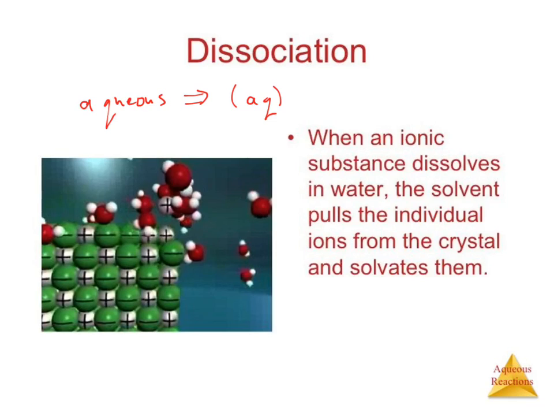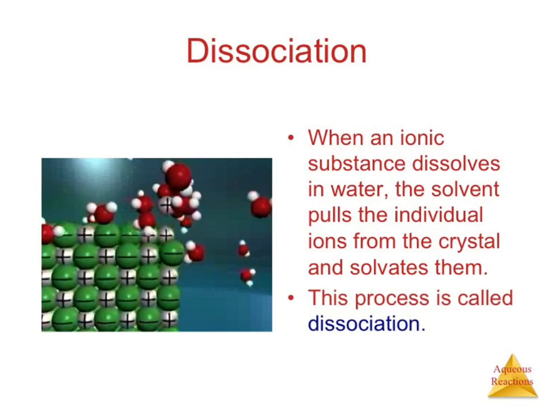So when an ionic substance dissolves, it dissociates into the individual ions. So what ends up happening is water comes along, or your solvent comes along, and starts ripping the individual ions away from each other. Okay? And it solvates them. So we have this solution. This process is called our dissociation.